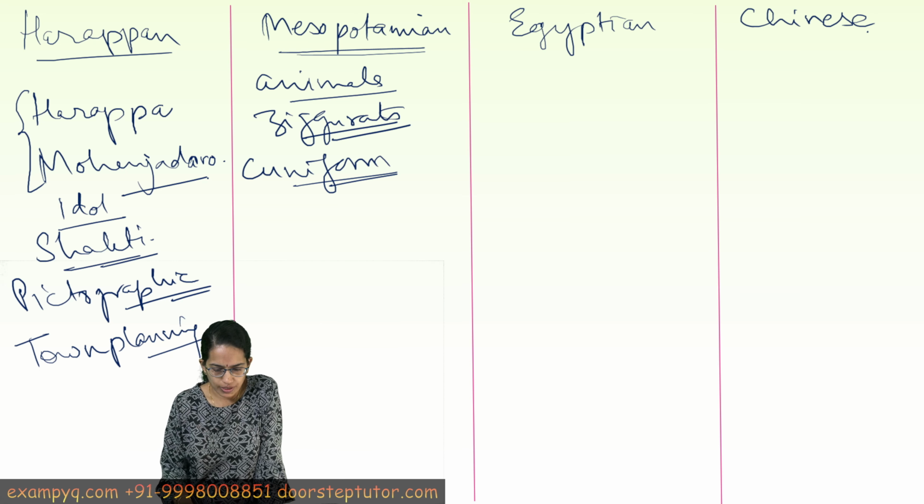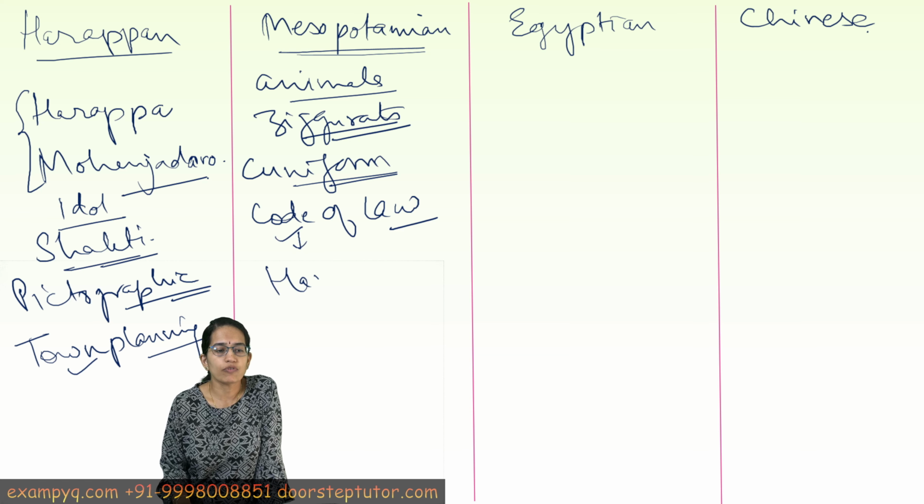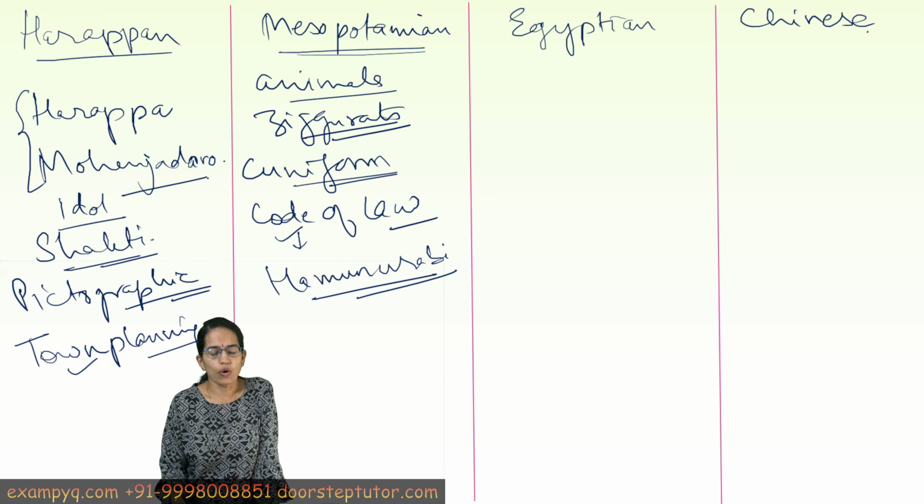Now another important thing was the code of law. In the case of Harappan civilization it was town planning. In the case of Mesopotamia it was the code of law, and this code of law was known as the Hammurabi code of law. This code of law talked about the rules and regulations that must be followed.